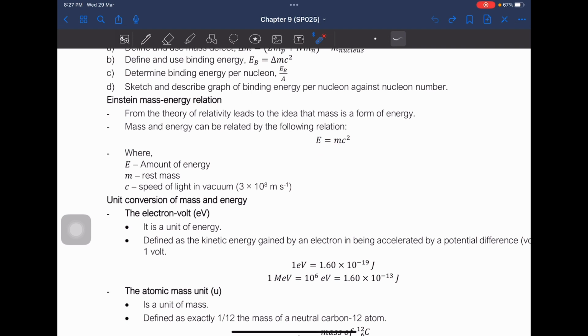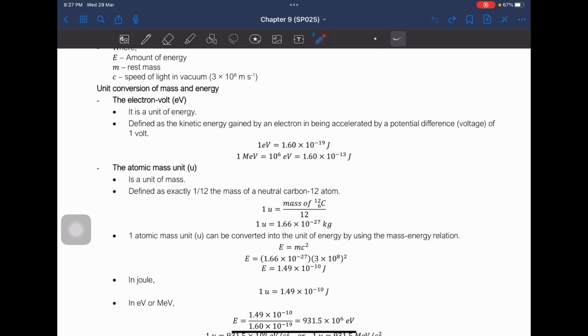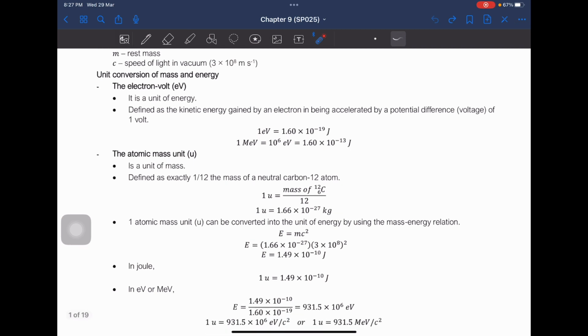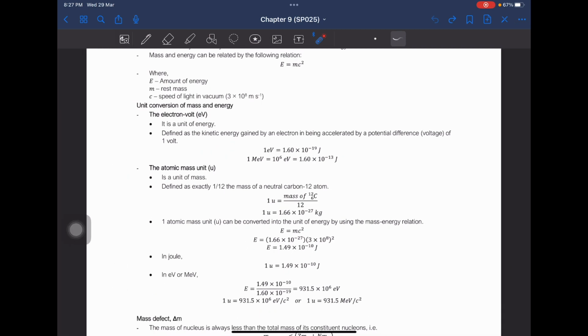So that's why the idea that mass is a form of energy, we can quantify it by using this equation here. Right, so first, let's look at the unit conversion of mass and energy. So we have electron volt, we have atomic mass unit, we have joule. But basically, it's just these two.